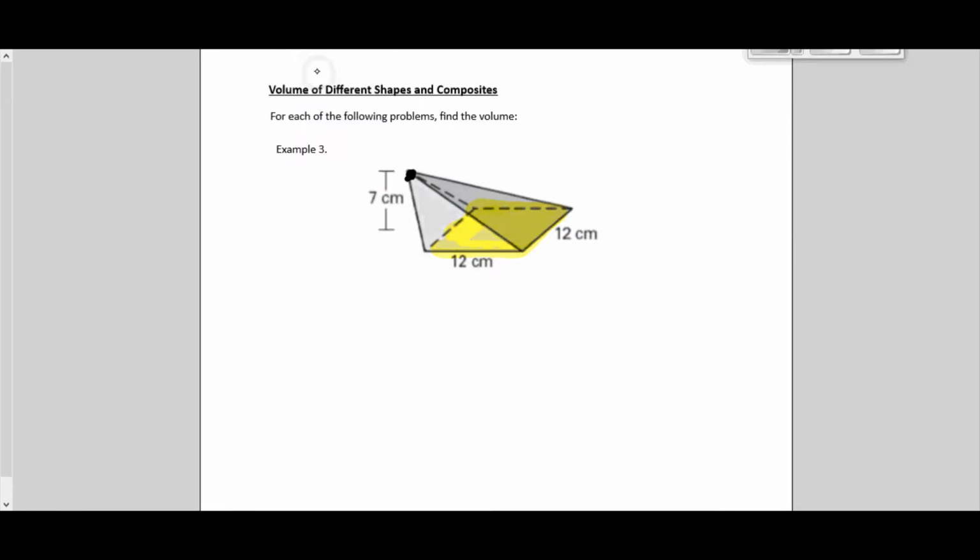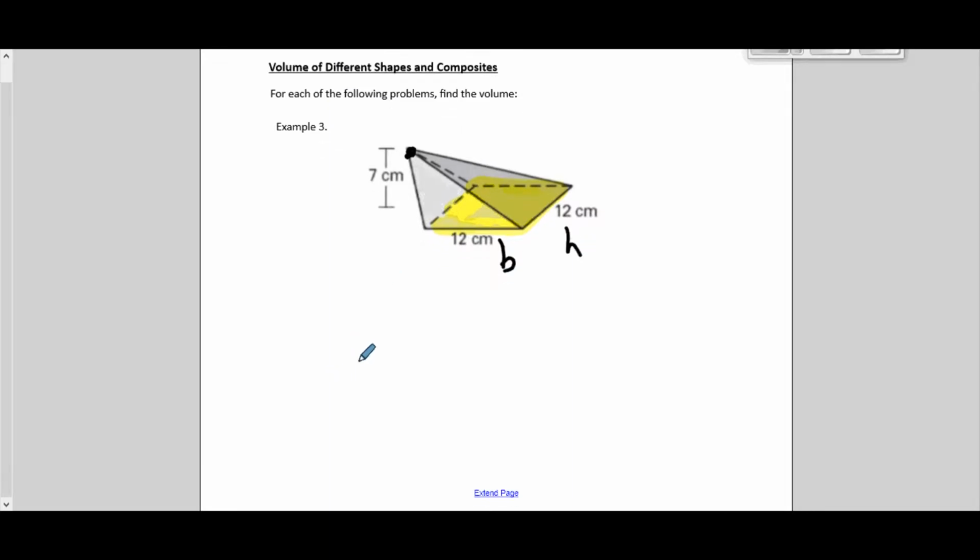So this base shape is a rectangle. On my rectangle that I sketched there, the base is 12 and the height is 12. And this 7, the 7 centimeters, is the height of the pyramid. So this is your height of the pyramid. That's the distance from the base of the pyramid to the tip of the pyramid. So it's 7 centimeters.